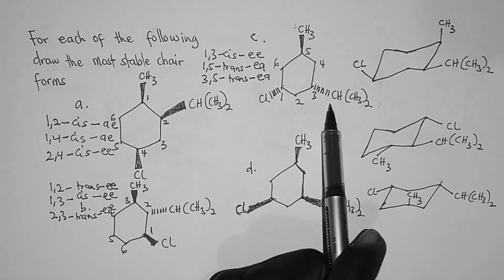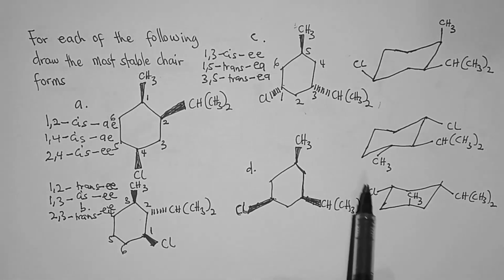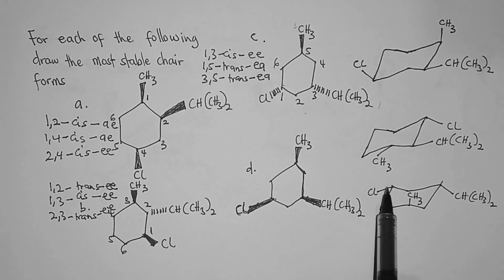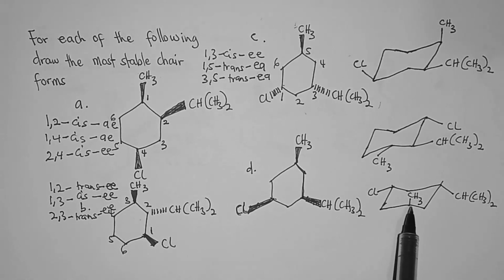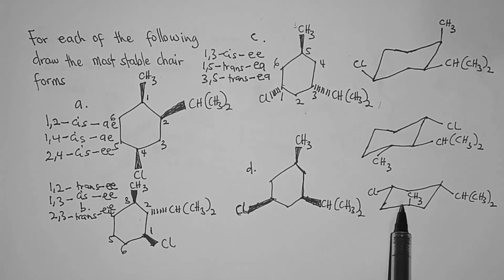And then 1, 3 here is a cis between the chloro and the isopropyl. And cis in a 1, 3 is an EE or an AA. But here is an EE. So the configuration is also the same.